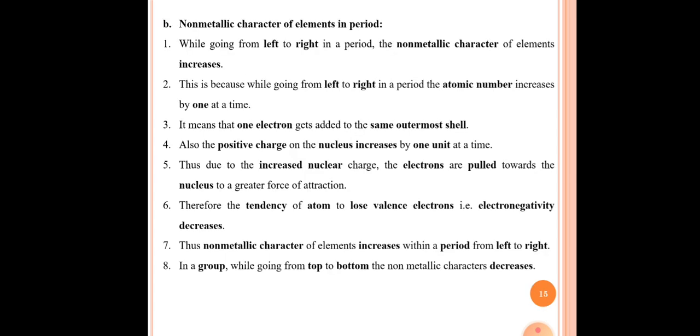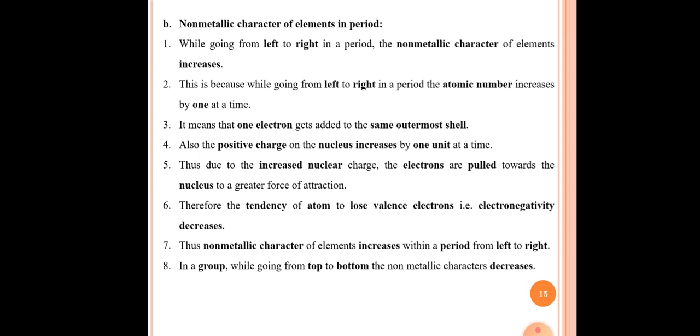So after the metallic character, the next property is the non-metallic character of elements in a period. In that, while going from left side to right side in a period, the non-metallic character of elements increases. The second point here is, this is because while going from left side to right side in a period, the atomic number increases by one at a time. So here, while going from left side to right side in a period, the atomic number increases by 1 unit at a time.